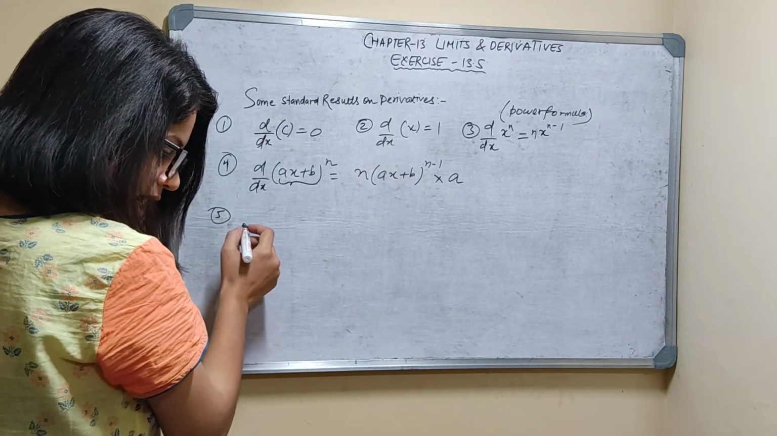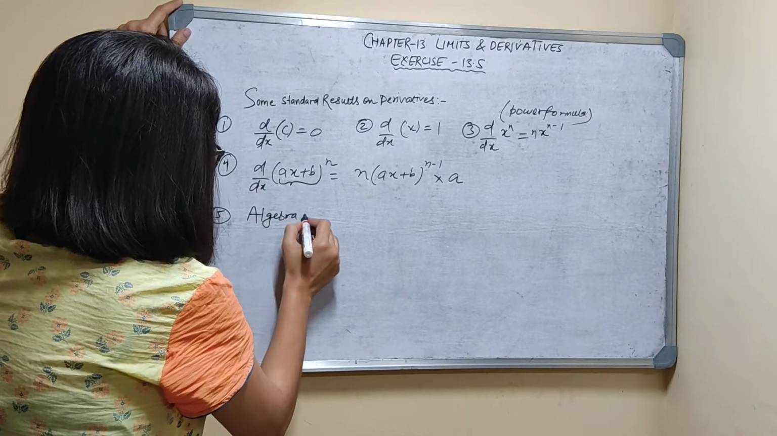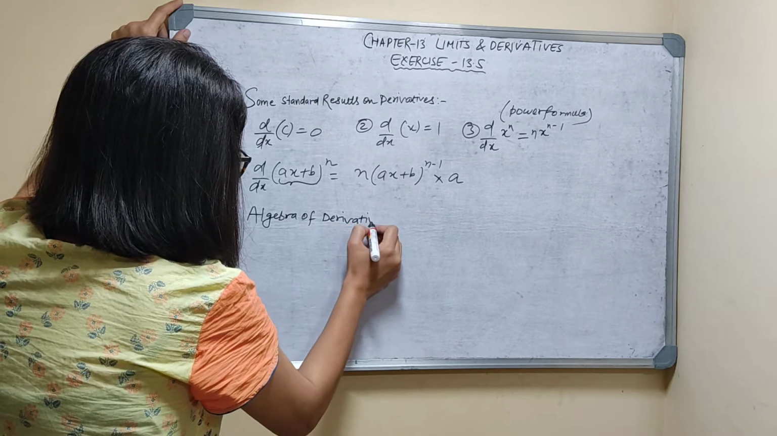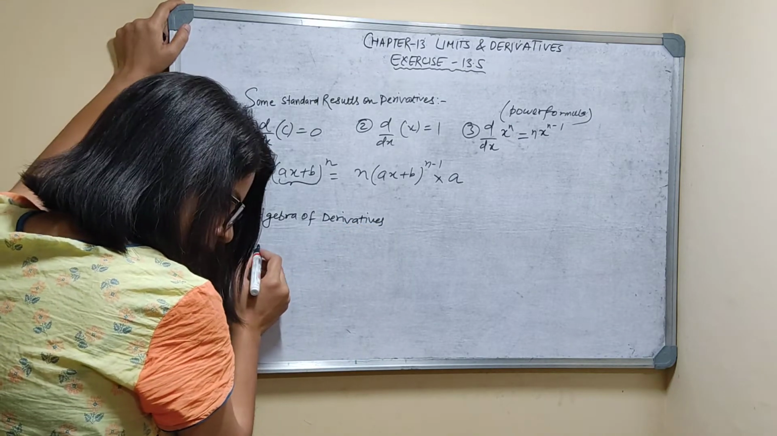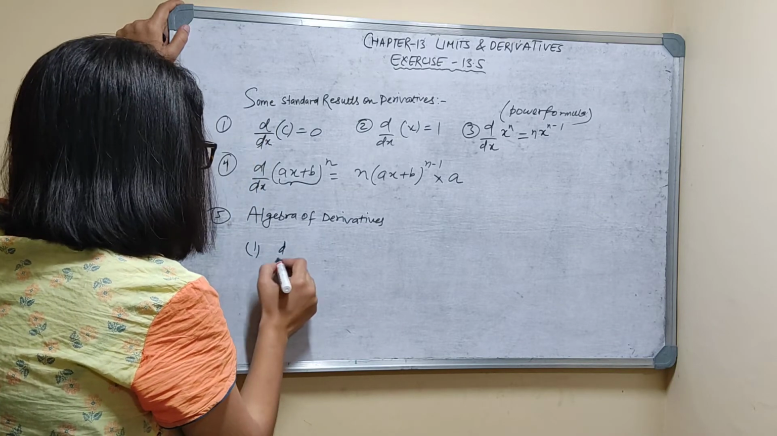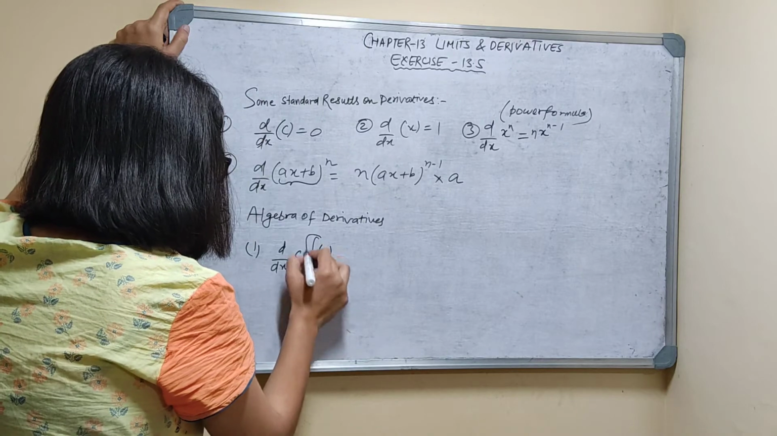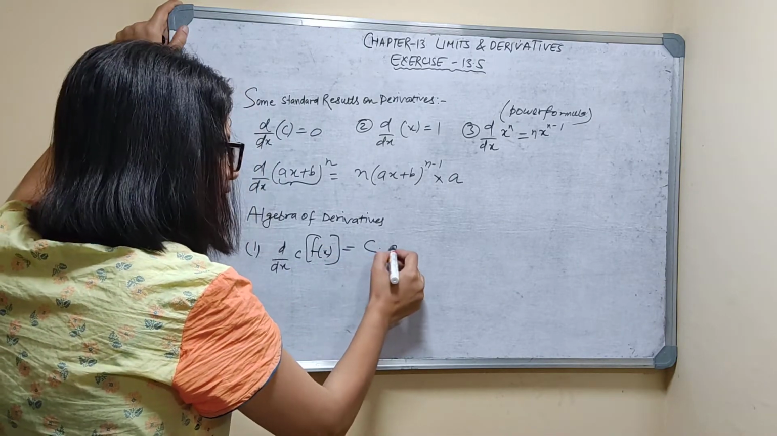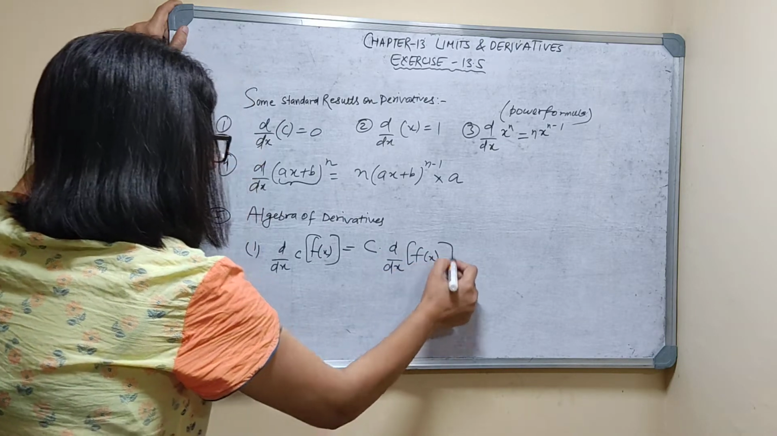Fifth, algebra of derivatives. Now you have to learn the algebra of derivatives. First, d by dx of c into f(x). Any function of x is there and a constant is there. I can write c outside, and you have to do c times d by dx of f(x).